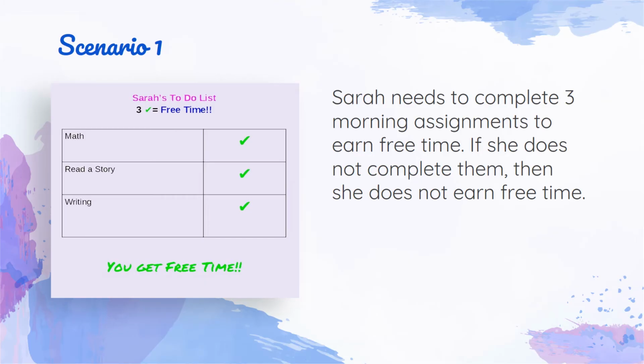Sarah struggles to complete her assignments due to her playing during the time given for instruction and classwork. Her behavior contract requires her to complete 3 assignments in the morning to earn free time. If she does not complete them all, she does not earn free time. This behavior contract tracks her assignments and she is given a check mark when each one is completed.